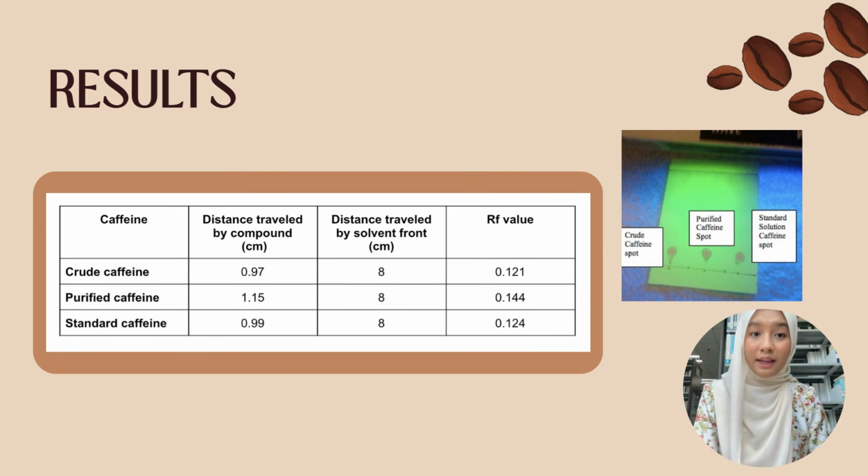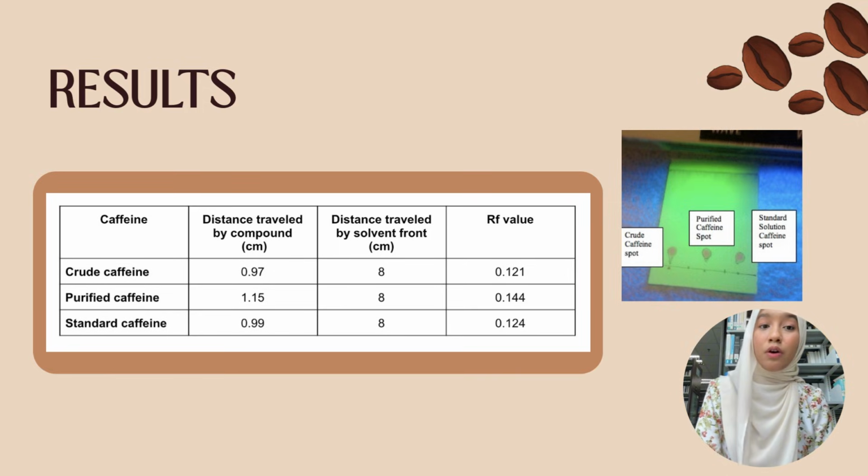The table shows the TLC results for crude, purified, and standard caffeine using ethyl acetate as the mobile phase. The solvent front traveled 8 cm for all samples. The crude caffeine spot traveled 0.97 cm, giving an RF value of 0.121, while the purified caffeine traveled farther at 1.15 cm, resulting in a higher RF value of 0.144. The standard caffeine traveled 0.99 cm with an RF value of 0.124.